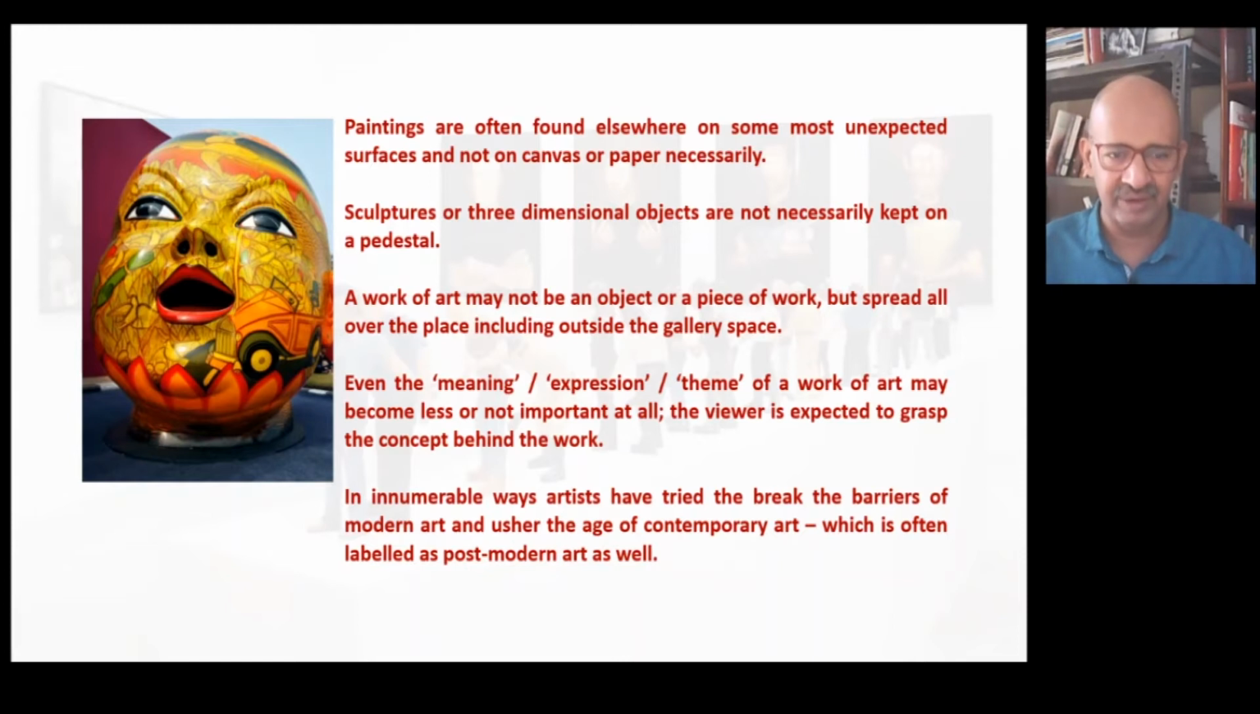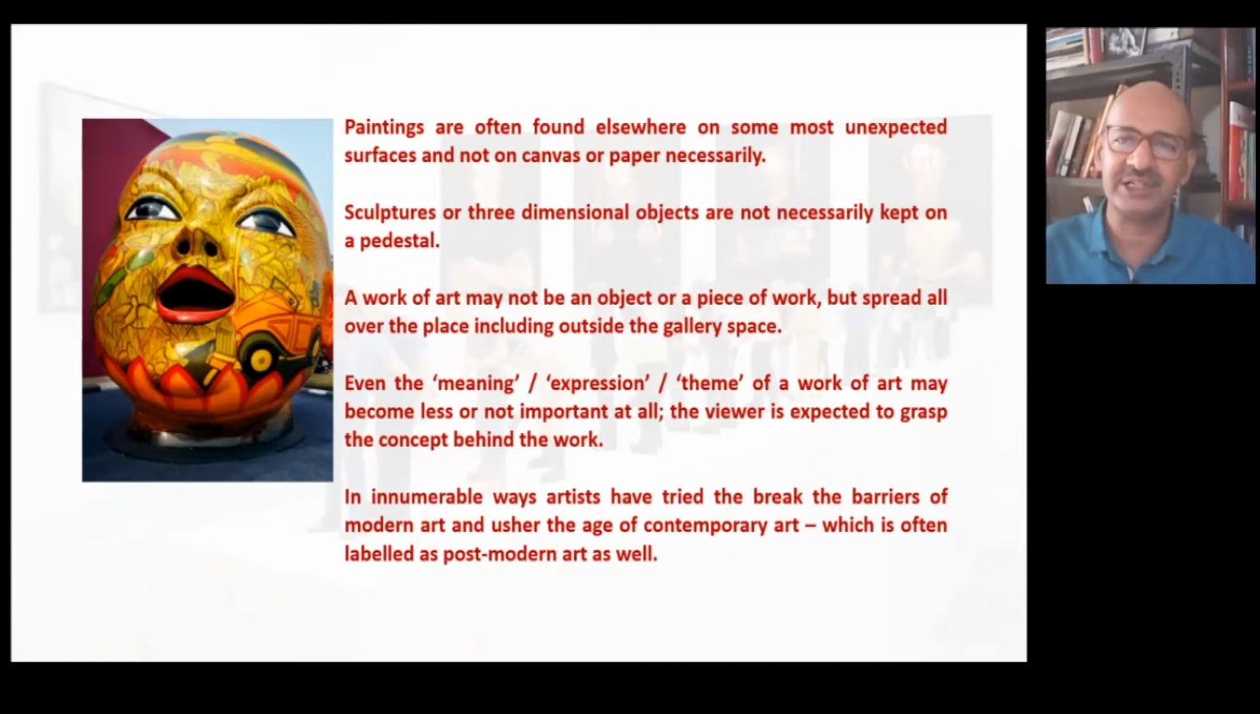And this kind of huge sculpture, sometimes even the size and the scale of the sculptures and the look of the sculptures also dissolve the boundary line between a sculpture and a popular object. So there are various ways of challenging the conventional modernist notions of art by the contemporary artists. Now, sculptures or three-dimensional objects usually are expected to be found on a pedestal, but not anymore. A work of art may not be an object or a piece of work, but spread all over the place, including outside the gallery space.